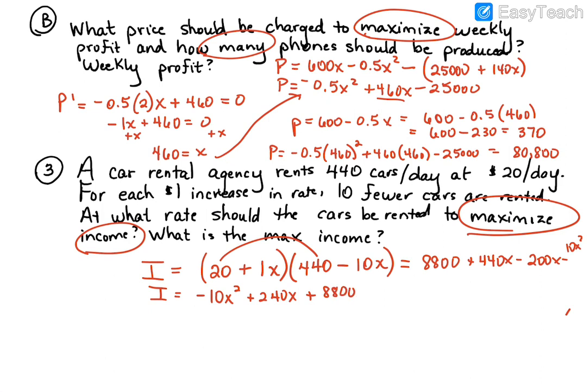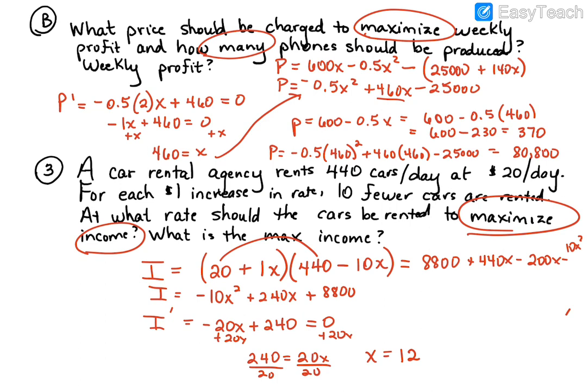So now we're ready to take the derivative of that income. So just doing power rules, negative 20 times x plus 240. And then we, of course, set the derivative equal to 0 so we can find that critical value. And so I'm going to move the 20x over. So 240 equals 20x. And so if I divide both sides by 20, then I'm getting a value of x equal to 12.